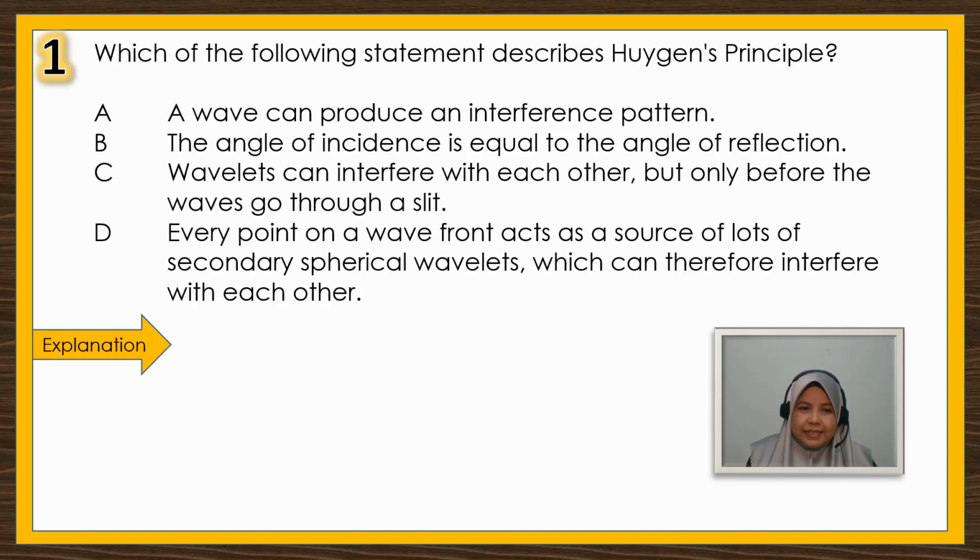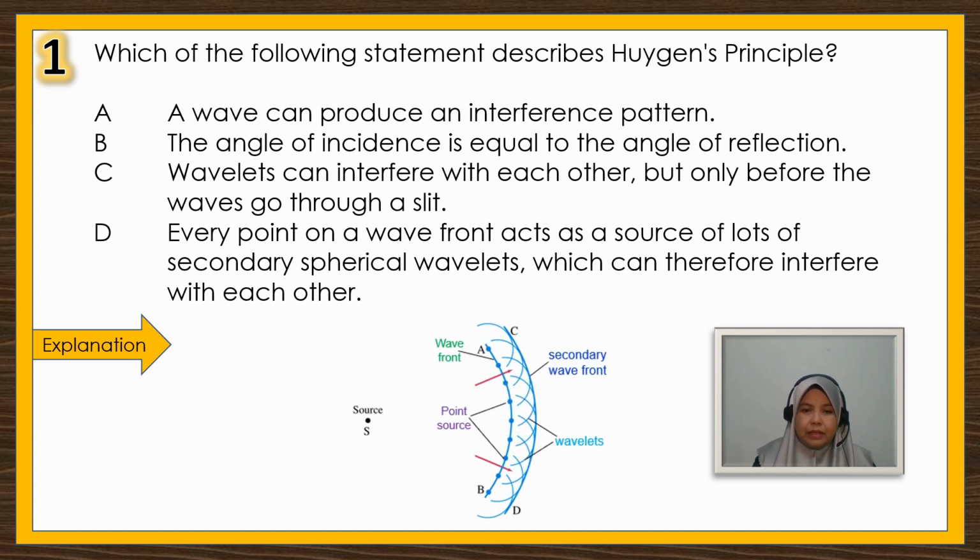The first question: which of the following statements describes the Huygens principle? Actually, the Huygens principle is related to the wavefront, where each point on the wavefront acts as a point source and produces a secondary wavelet, and the envelope of these wavelets will produce the secondary wavefront. So the best answer for question number 1 is D.